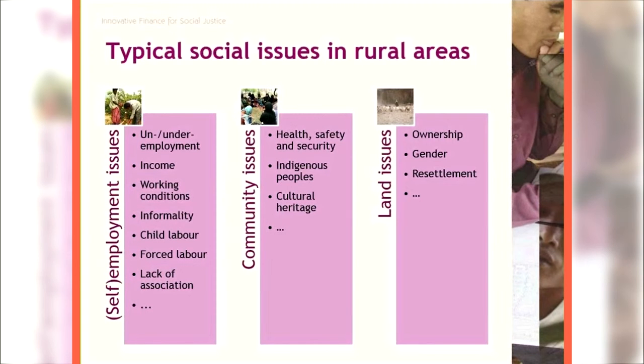Let's have a look at which is probably the biggest box here, the first social issue related to employment or self-employment issues in rural areas. It's not news that in rural areas there are high levels of unemployment and also underemployment, so this doesn't come as a surprise.